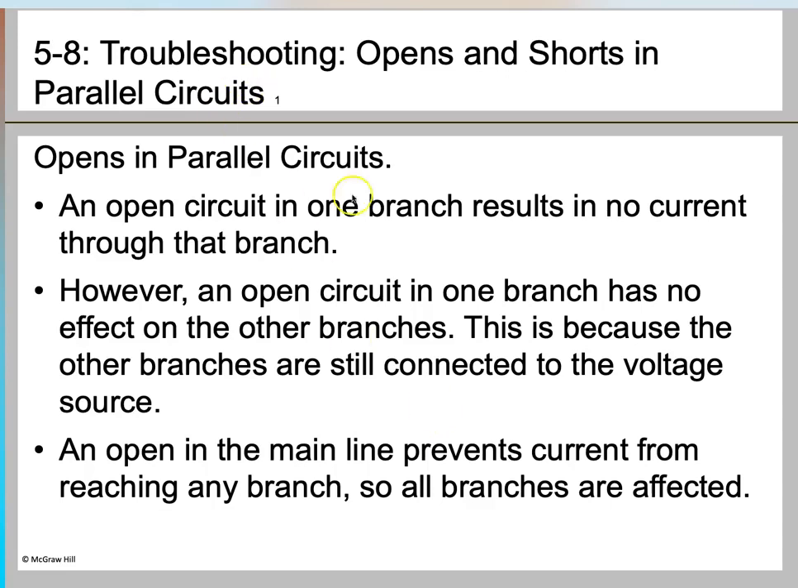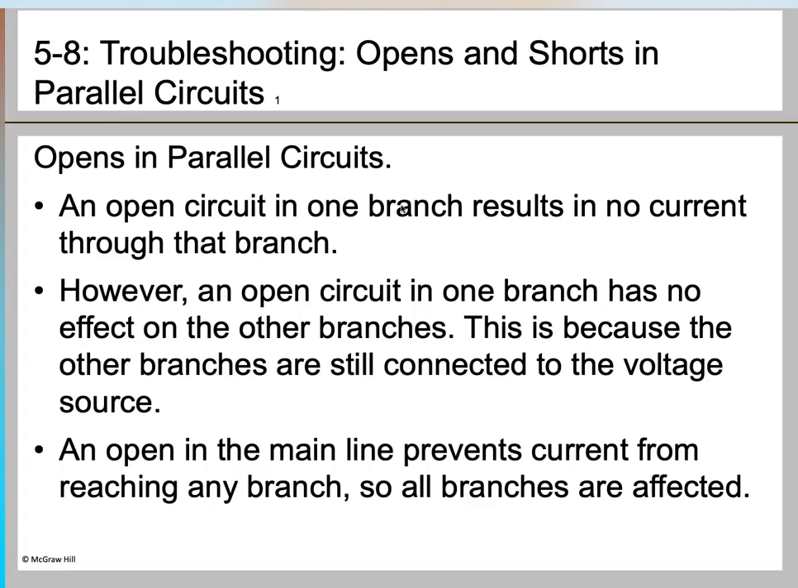Now let's see troubleshooting opens and shorts in the parallel circuit. So far we have talked about the series circuit. Now we are moving to the parallel circuit. Now what will happen when a parallel circuit has an open?